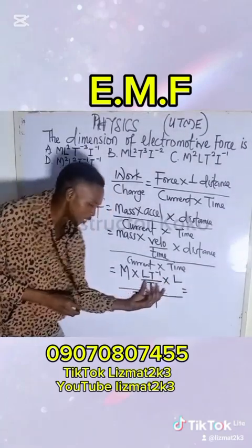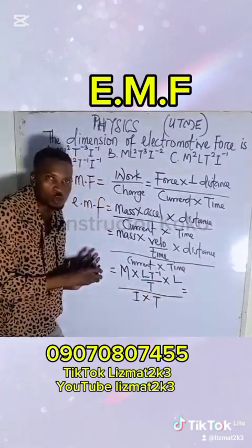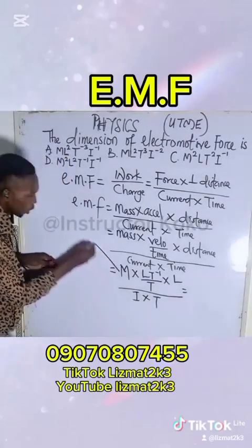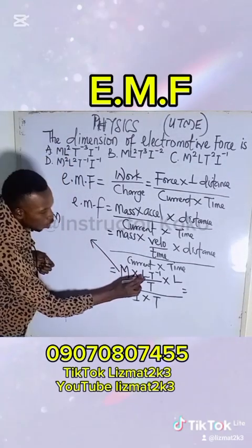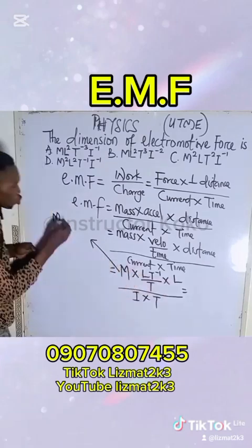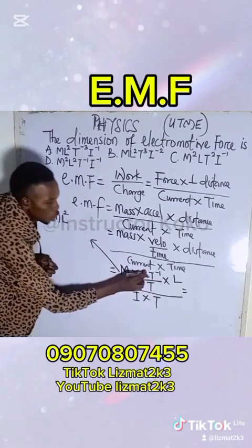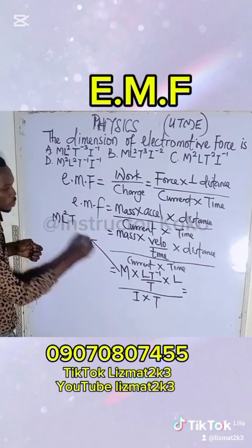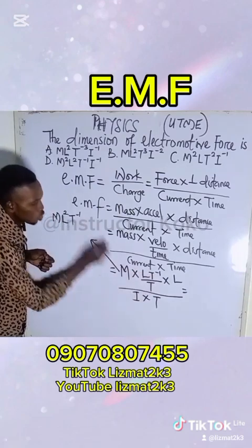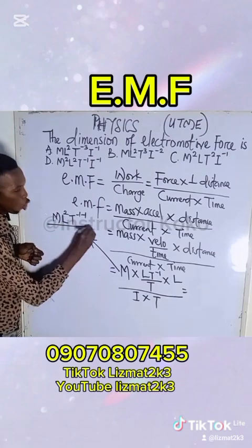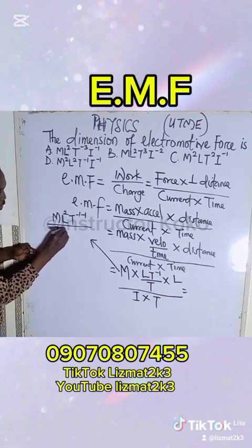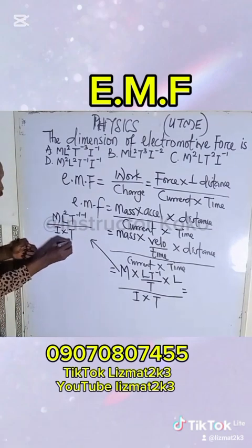So what I'm going to do next is compress everything together. Okay, let me start with the numerator. So I have M. Now, how many lengths do I have here? 2. That is L raised to power 2, that is 1 plus 1, 2. So I have T. I have minus 1 here. So this one, when you bring it up, it becomes minus 1. Then all divided by I times T. You can see I'm almost there.